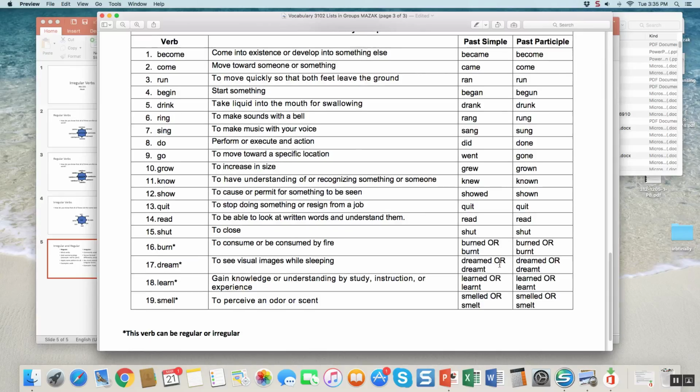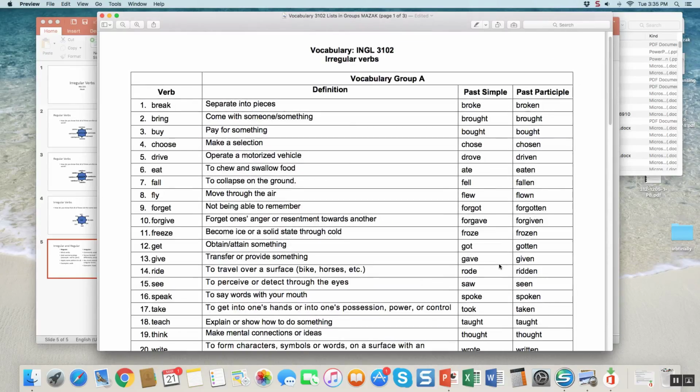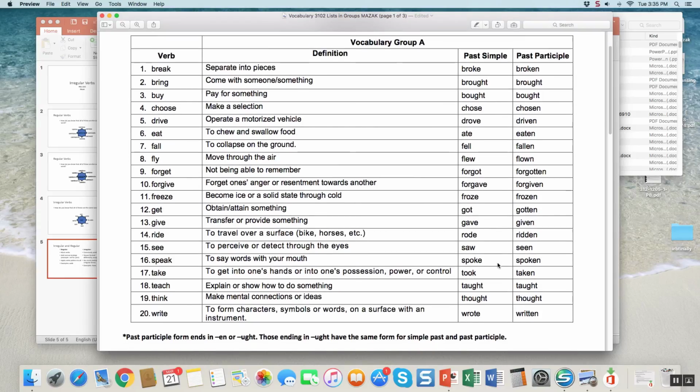That's group C. Now we have about 20 words in each list, and we're going to break them up and study them as groups A, B, and C, just to try to make it a little bit easier for you. On the final exam, they'll come all mixed together. And on the final exam, you'll need to be able to use them. You'll need to be able to know the past participle form so that you can do the grammar exercises.